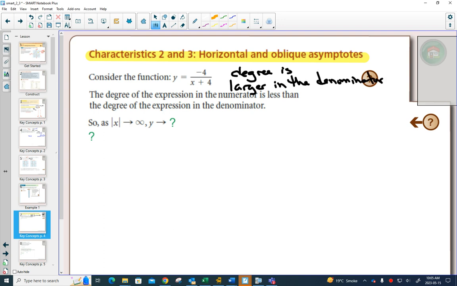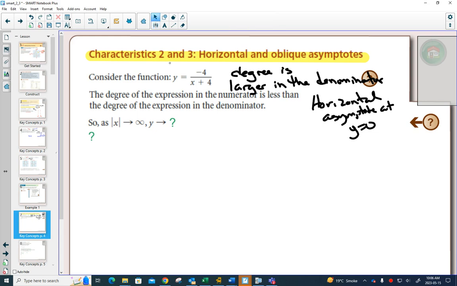If the degree is larger in the denominator, in other words, here we have an x to the 1, we have no x's on the top. If you had an x on the top and an x squared in your denominator, then your degree would be bigger in your denominator. Whenever this happens, you will always have a horizontal asymptote at y equals 0.